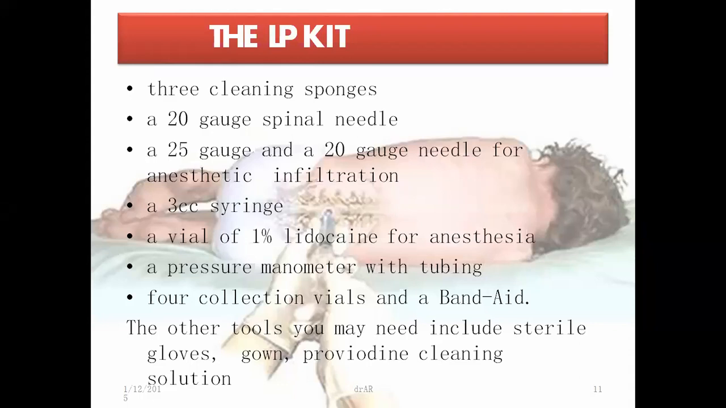A pressure manometer is kept in case you want to check the pressure of the CSF, so we could have a manometer with tubing. For collection vials, for this LP procedure, we always need 4 vials. Most of the time we use 3, but one we keep for any viral markers or any other special case. And then the bandage to close the area.